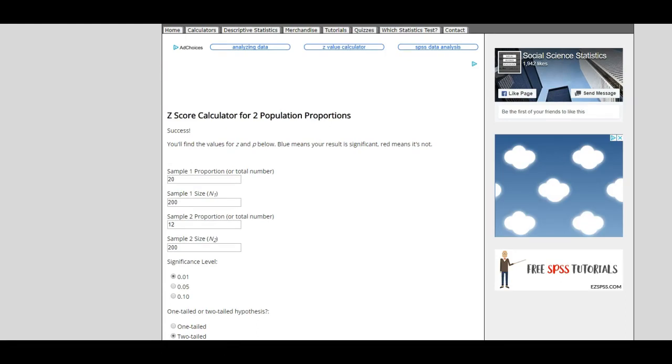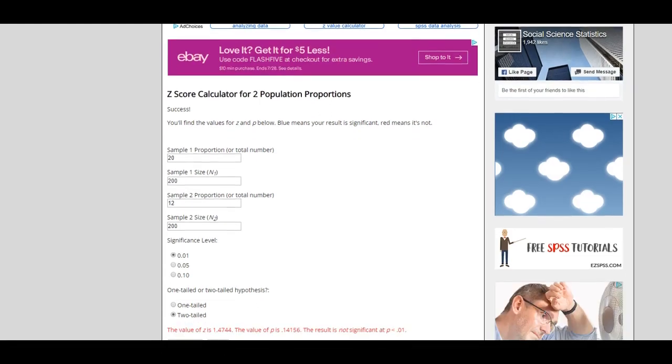And our result is our p-value is 0.14156. Because our alpha is 0.01, our p-value is greater than that, we fail to reject H0. And because we fail to reject H0, H0 is the two proportions are equal to one another. And therefore, our claim was, is there a difference? No, there's not a difference. At least the evidence suggests there's no difference. There's insufficient evidence to support that it's different.